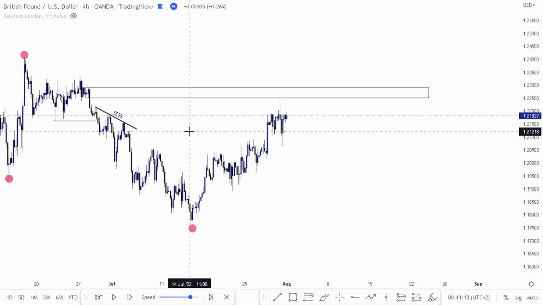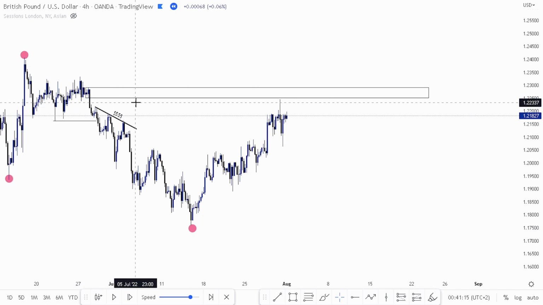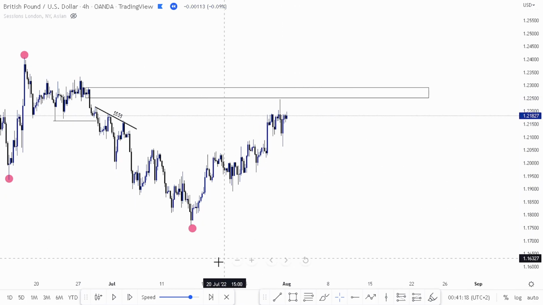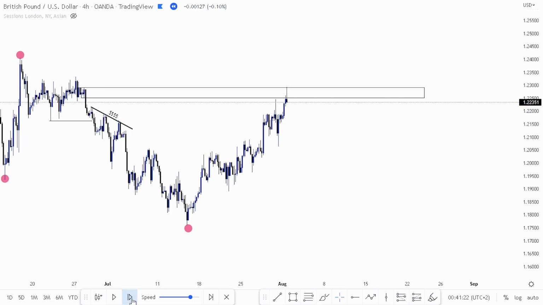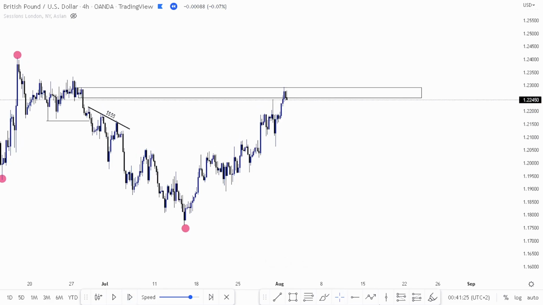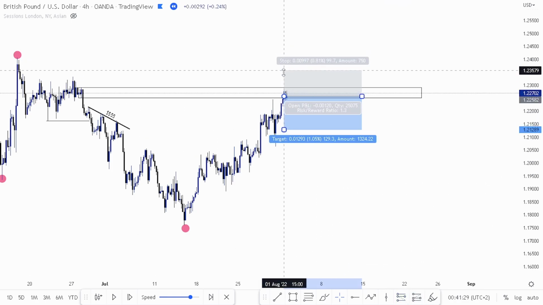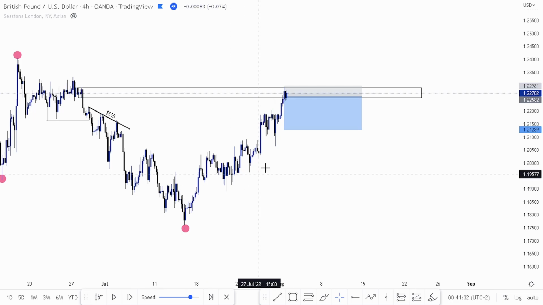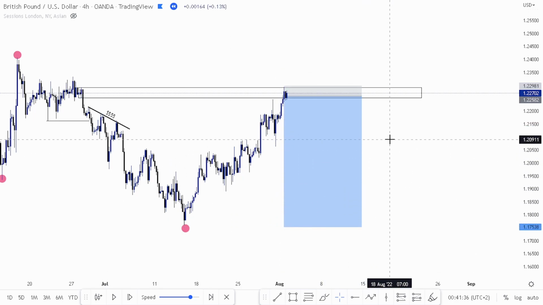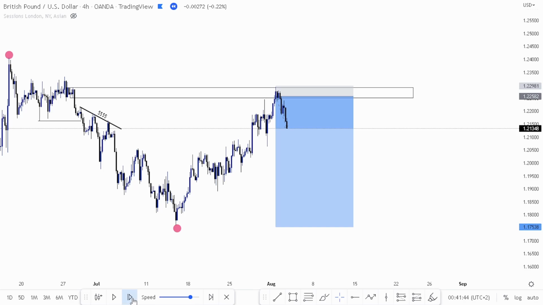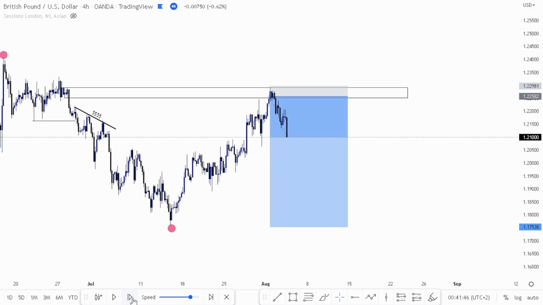So now we have identified this level of supply, and I'm not going to go into detail as to how to enter correctly, but as you can see, price reacts nicely in this level of supply, and as you can tell, now we are targeting to take out our previous lows right over here, and let us see what goes on. As you can see, price drops beautifully.